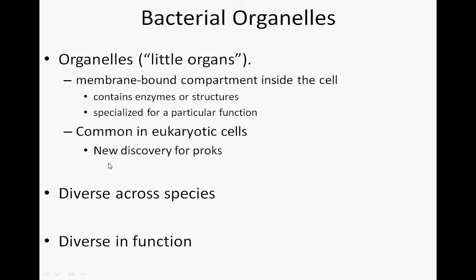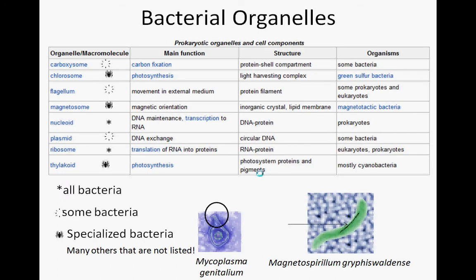Okay, so bacterial organelles are extremely diverse across species, and they're extremely diverse in function. They tend to be very, very specialized and evolved to work with the bacterial cell within its own particular ecological niche. So I have a table here, some of which describes some major bacterial organelles and some infamous ones, their function, how they're shaped, and what types of organisms have them.